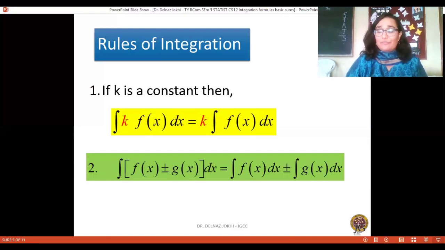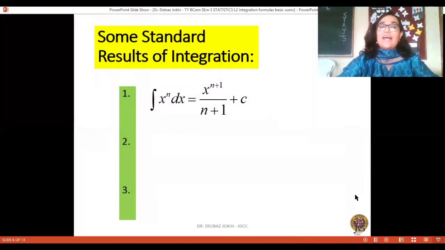So how many rules do we have for the basics of integration? Currently in this syllabus, 2. Great. Now, let's go ahead. Some standard results of integration. Some students say, ma'am, are these formulas? Standard results. Yes. Now, my dear students, there are 9 standard results which you must try to remember. And Delnaz ma'am has several tricks under her sleeve to help you remember the standard results. So, quickly look at standard result number 1 and 2 on your screen.